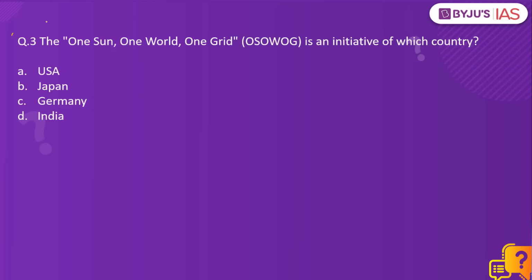Let's look at the third question. The One Sun, One World, One Grid initiative was launched by which country? United States, Japan, Germany, India. The correct answer is option D, India.